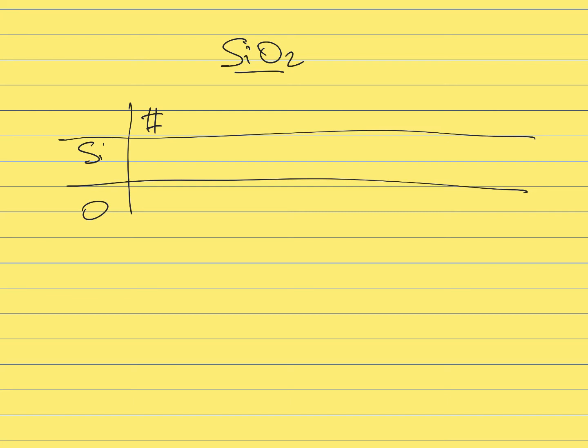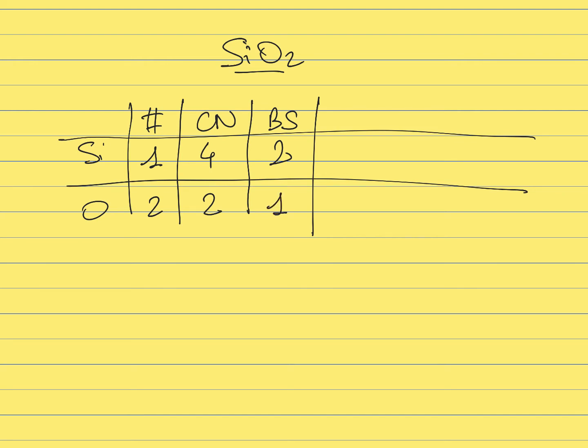the number of each type of element. So 1 silicon, 2 oxygen, that's the stoichiometry. Coordination: the coordination number of silicon is 4, and the coordination number of oxygen is 2. Based on the coordination number, we find the number of bond stretching constraints. For silicon, it's the coordination number divided by 2, which gives you 2. For oxygen, it's 2 divided by 2, so that gives you 1.